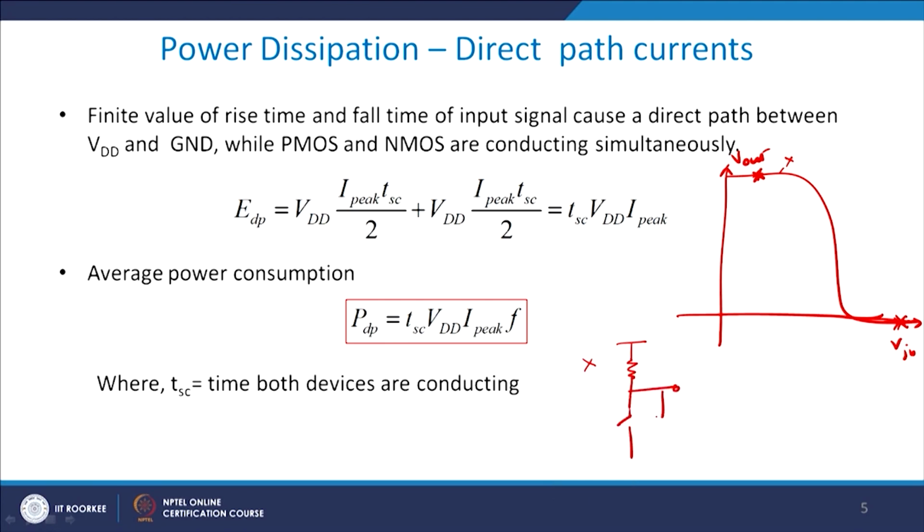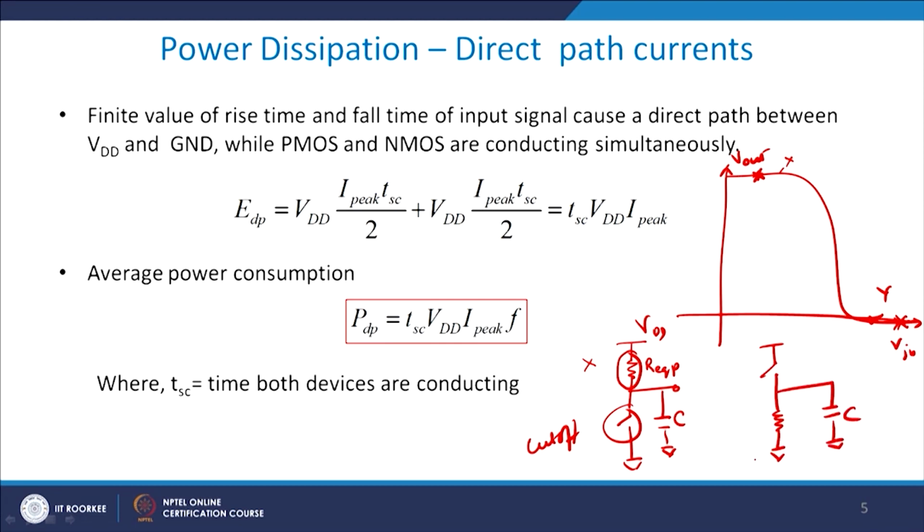So this NMOS is open and this is basically my R equivalent P, this is VDD and this is my capacitance C available with me. Which means that this is saturated and this is cut off. What happens at Y, which is this point? This will be open and I will represent it by a resistance here and there will be capacitance C here. So this will be saturated and this will be cut off, fine.